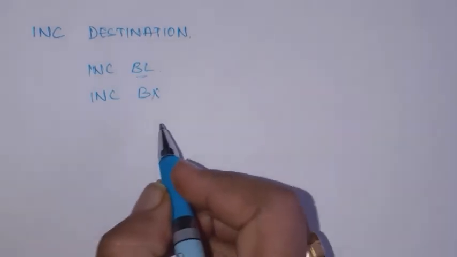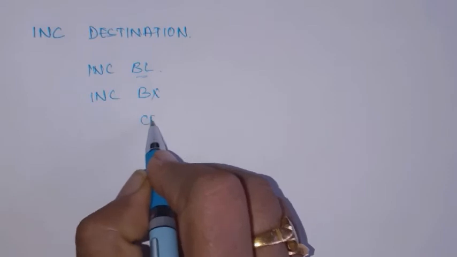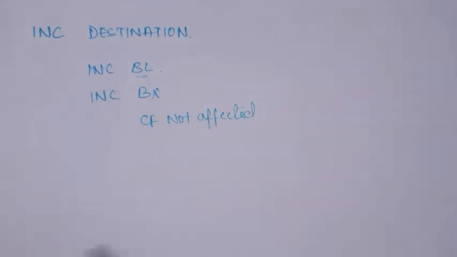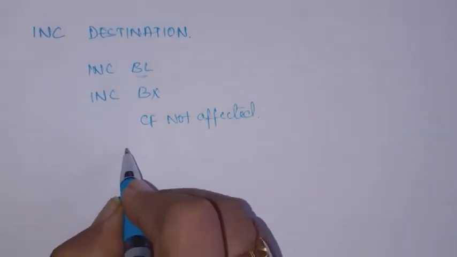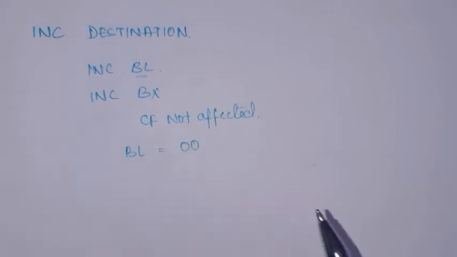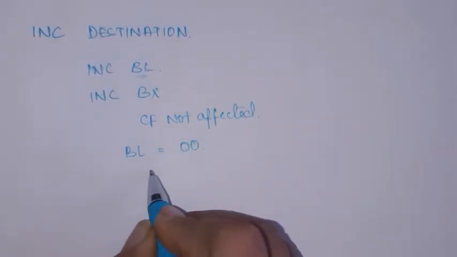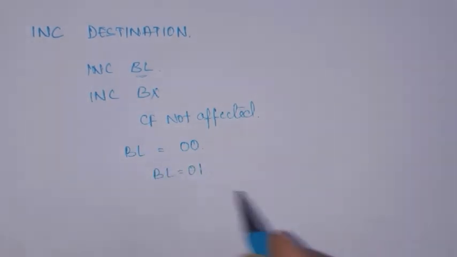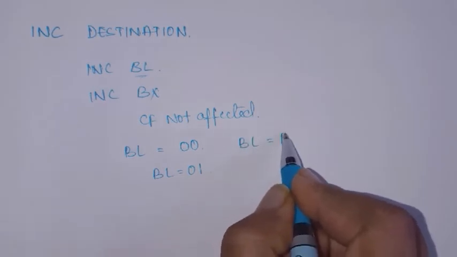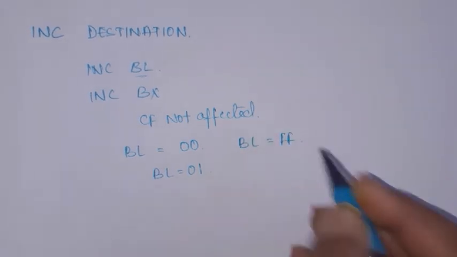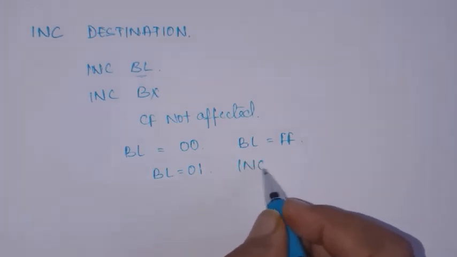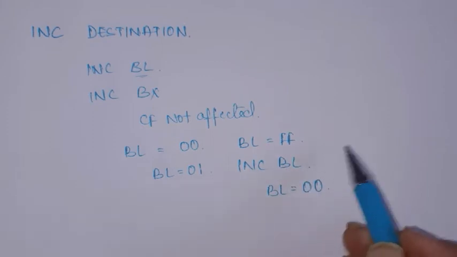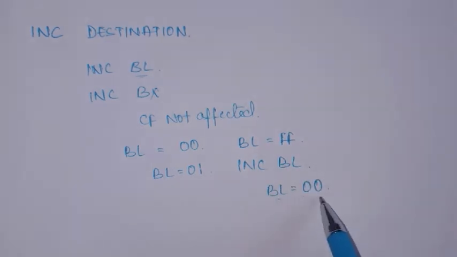All the flags are affected except the carry flag. The carry flag is not affected by this instruction. So let us suppose I have 00 in the BL register. Then after the instruction increment BL, the contents will become 1. Now suppose BL is having FF. Then after the instruction increment BL, the contents will become 00. FF plus 1, BL will become 00.